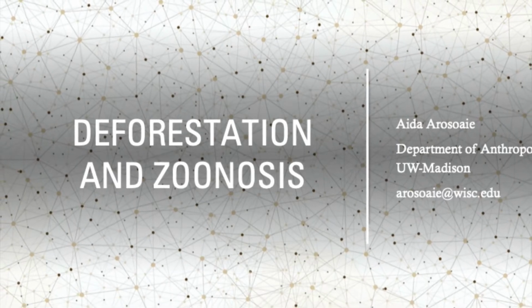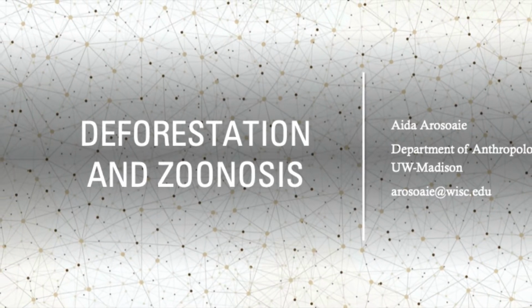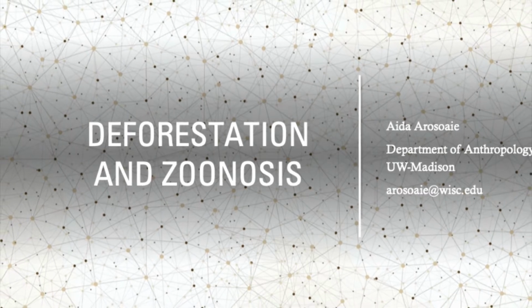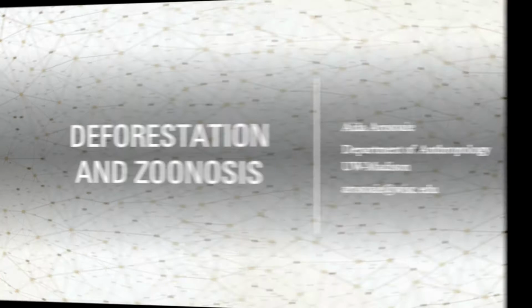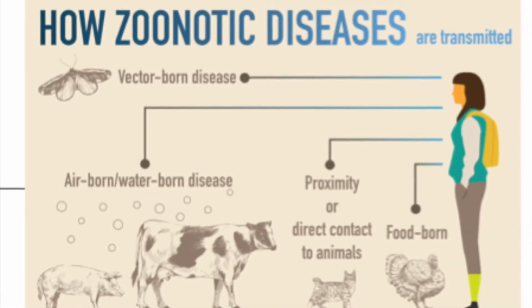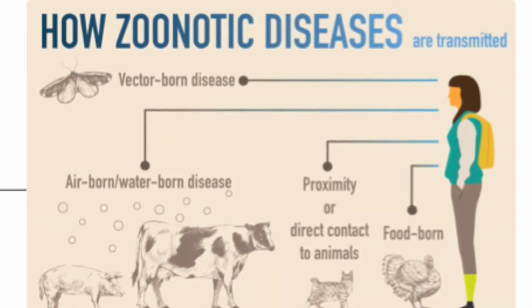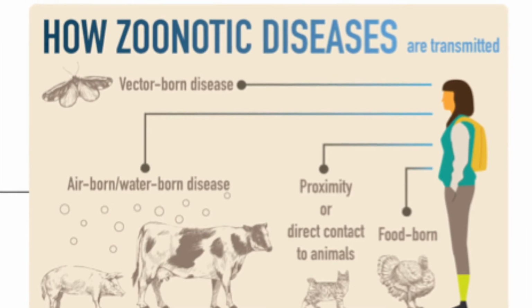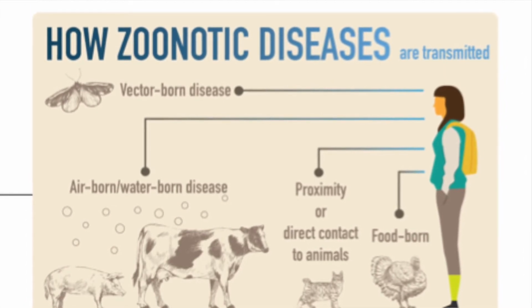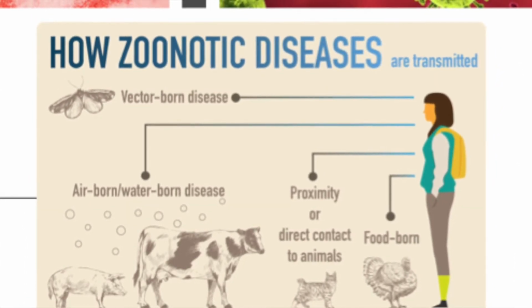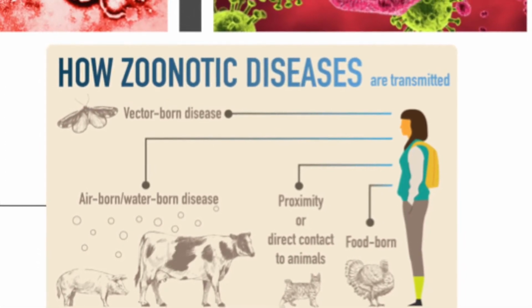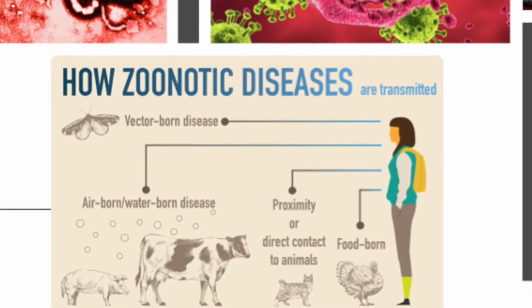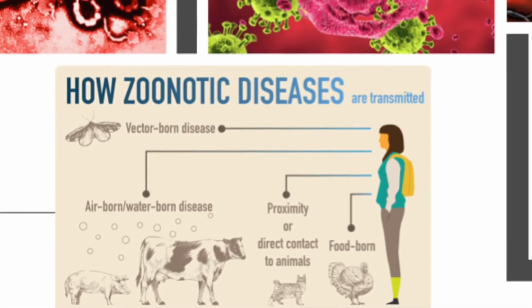Hi everyone, I am Aida Arosoaie, a third-year student in cultural anthropology, and I explore the local socio-ecological specificities of zoonotic diseases. According to the World Health Organization, a zoonosis is an infectious disease that has jumped from a non-human animal to humans. Zoonotic pathogens may be bacterial, viral, or parasitic, or may involve unconventional agents and can spread to humans through direct contact or through food, water, or the environment.